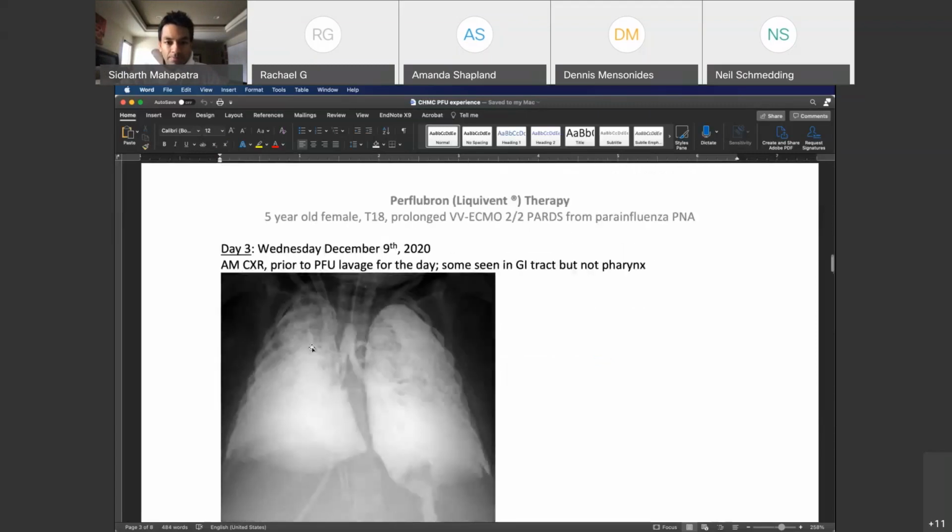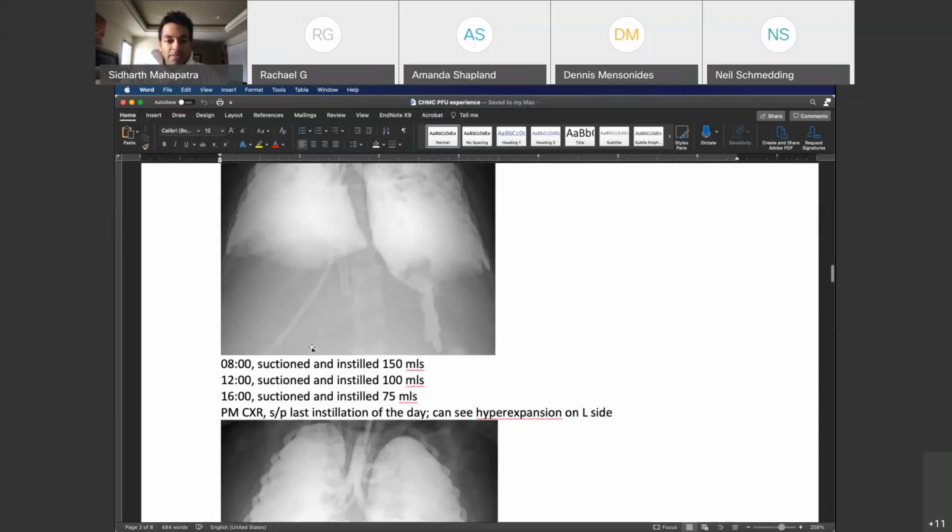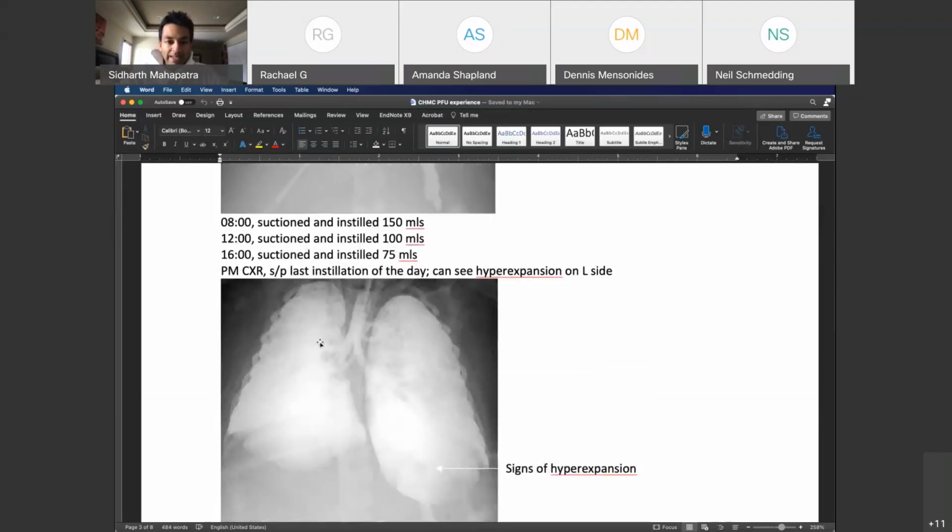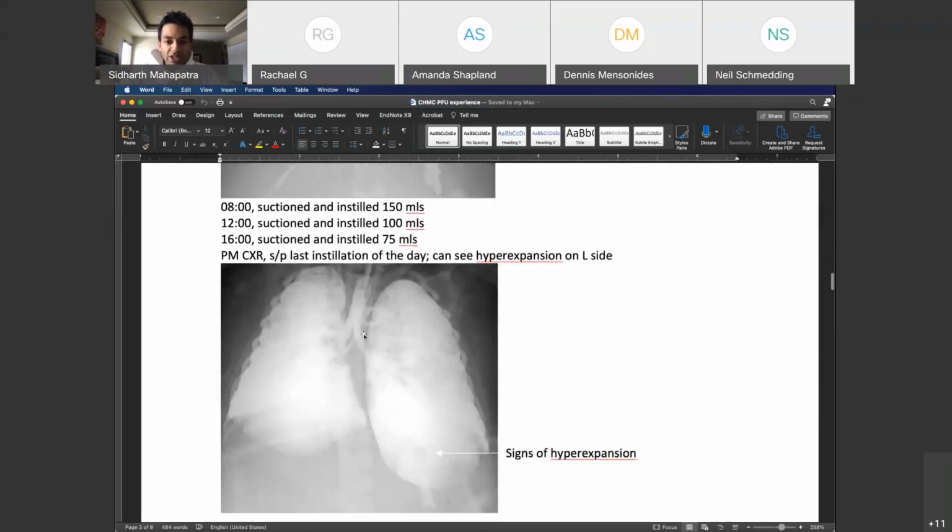Day 3, we kind of instituted the same therapy, but I began to see that there was some signs of hyperinflation going on one side. And I was worried that one of the problems that can happen is if a lot of debris comes up and you're not suctioning it all out at the right time, it can plug up the large airways. And then you have a one-way valve where the Liquivent goes down but doesn't come up. And then you can have a Liquivent pneumothorax. And I didn't want that to happen. So, because of the hyperexpansion, I decided to keep the volumes a little bit lower.